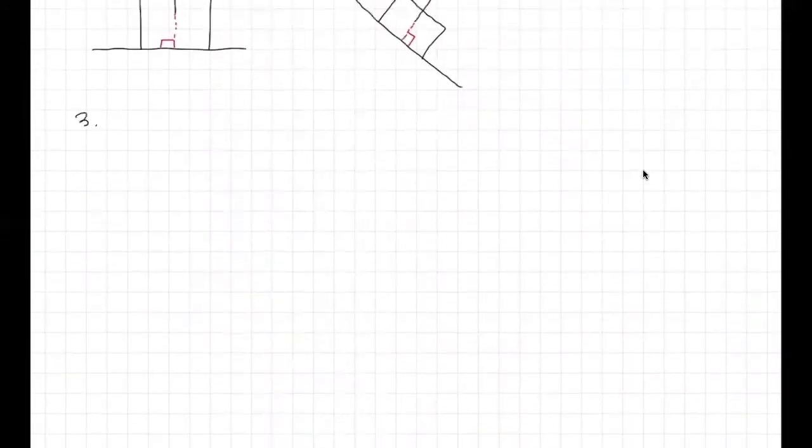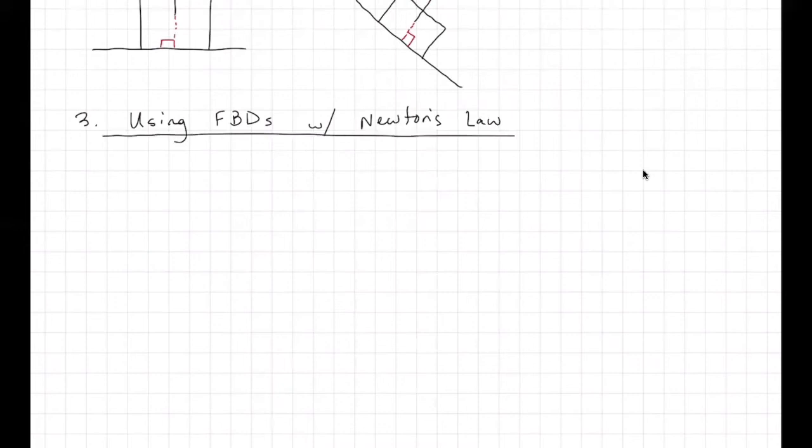So, using FBDs with Newton's second law. Newton's second law is F equals ma, or more precisely, the net force is equal to mass times acceleration. And it's really important that that's net force. You have to consider all of the forces acting on an object before you can know something about how it's going to accelerate. So to redraw the free body diagram from our box above.